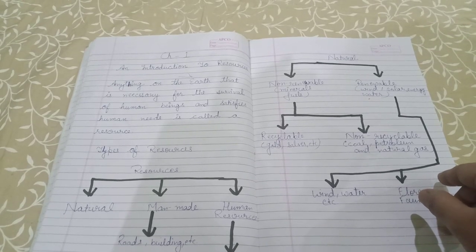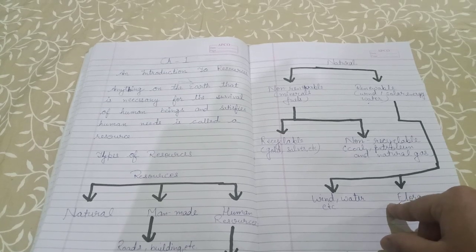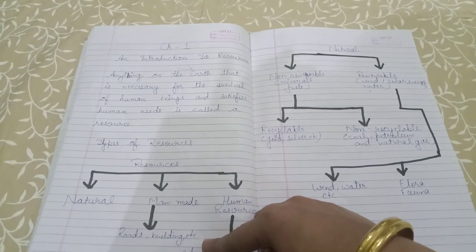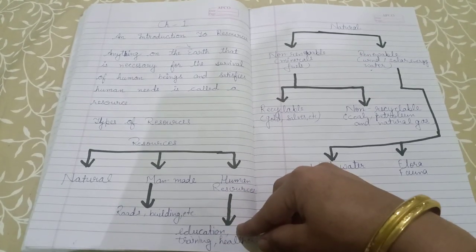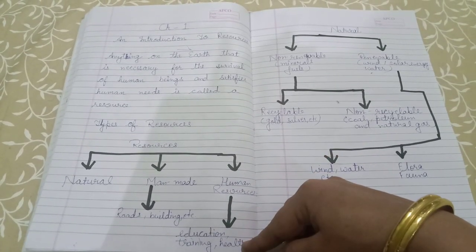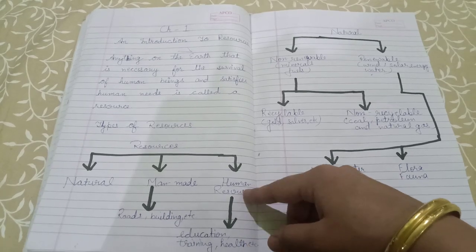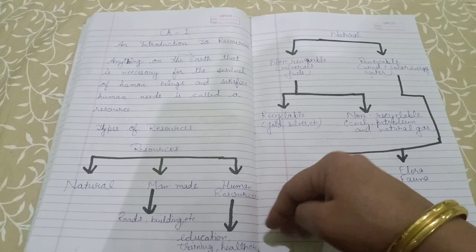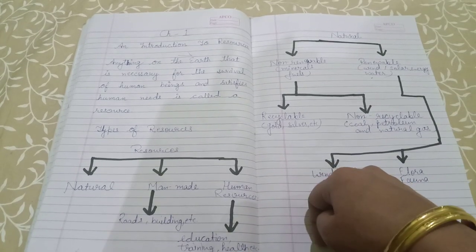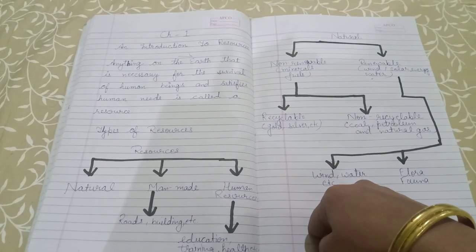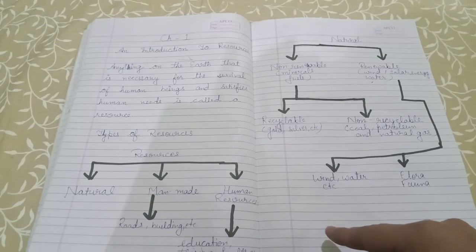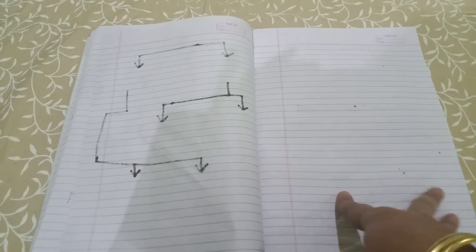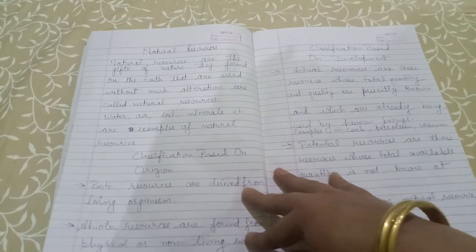Okay, my dear students, human made resources are like roads, buildings, etc. and human resources are like education, technique, training, health, etc. These are included in human resources. Now we discuss one by one each here.